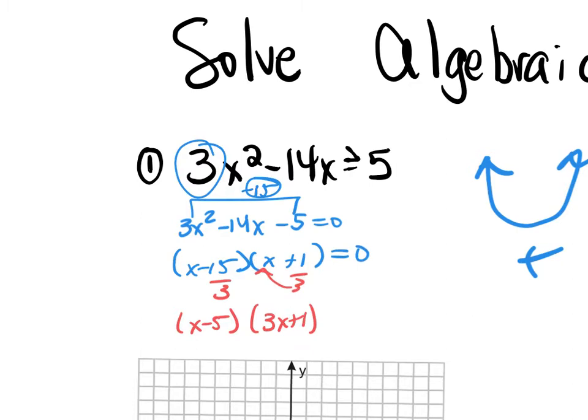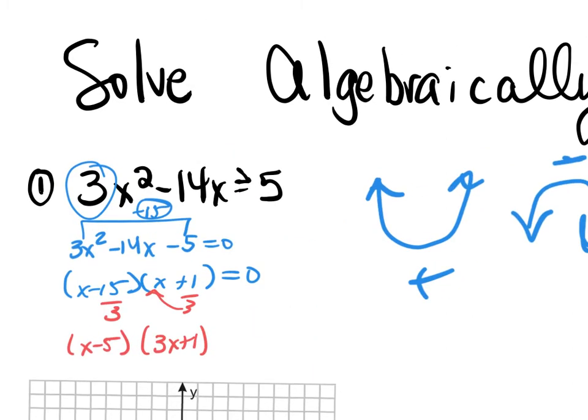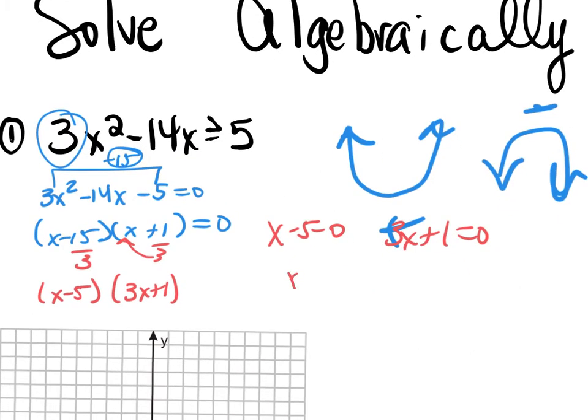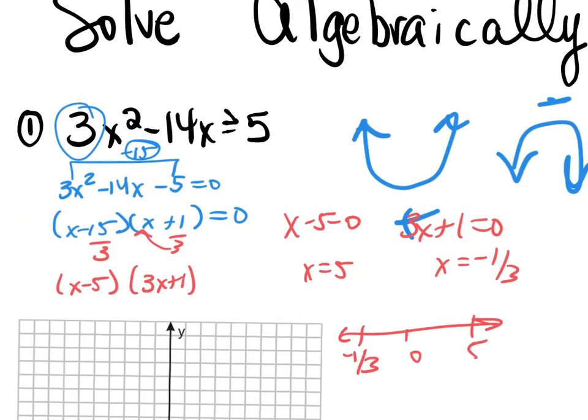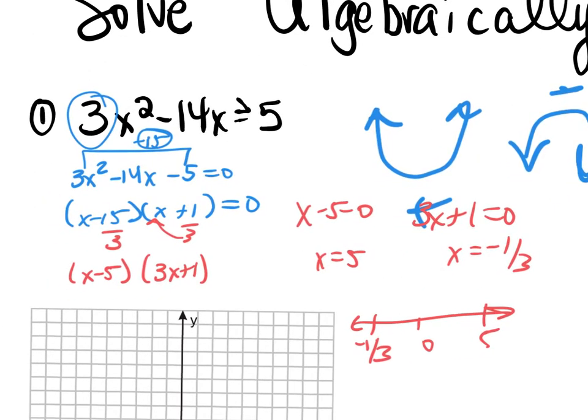Okay, so if I set both of those parentheses equal to 0, I'm going to say x minus 5 equals 0, and I have 3x plus 1 equals 0. So when I solve this, I get x equals 5, and over here I get x equals negative 1/3. So do your number line. You have negative 1/3 here, 0, and 5. Just like we've done before, we're going to use our number line to tell what our interval notation is.